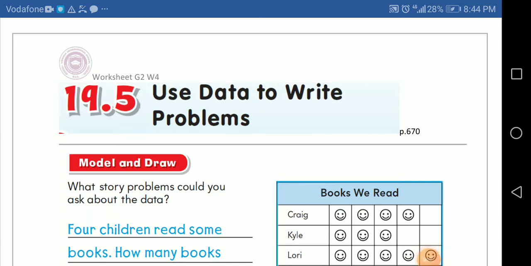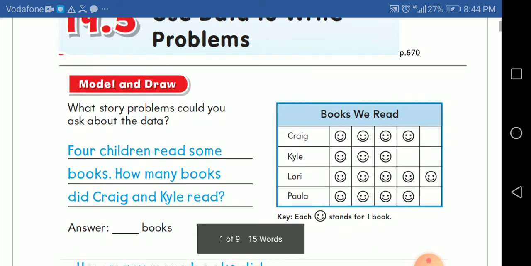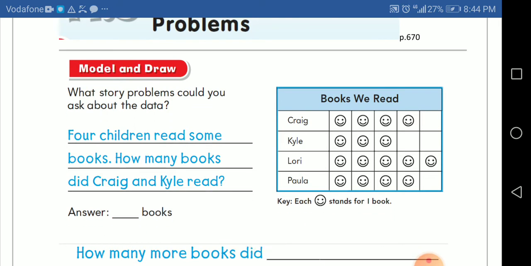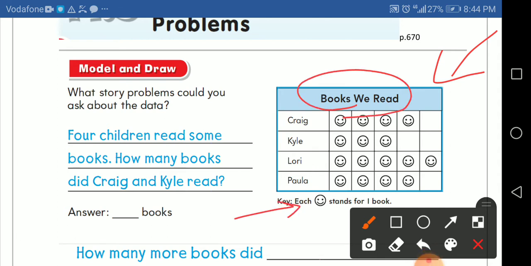I hope you're fine. Today we're going to talk about a new lesson. It's about using data to write problems. So let's start. I have here, remember this pictograph. I can ask some questions on this pictograph. I have here books we read, and I have here the key of the pictograph. Each face stands for one book, and I have here the names of the children.